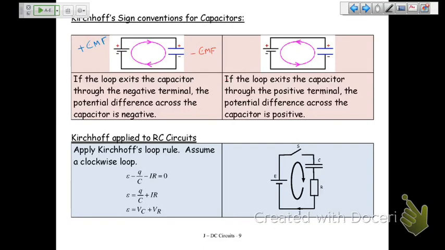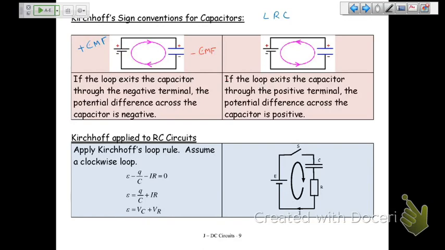We have this R meaning resistor and C meaning capacitor, and later on we're going to do LRC circuits, and LRC circuits are inductor resistor capacitor circuits. But for the moment we're going to do RC.